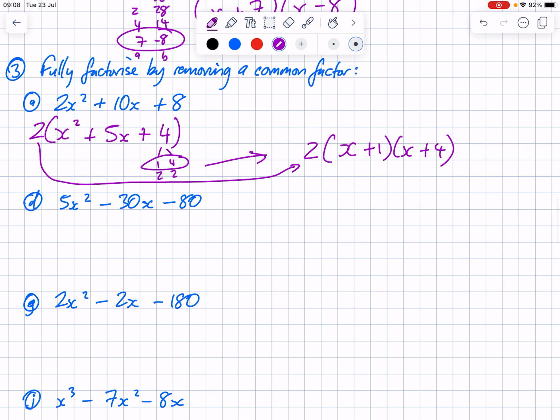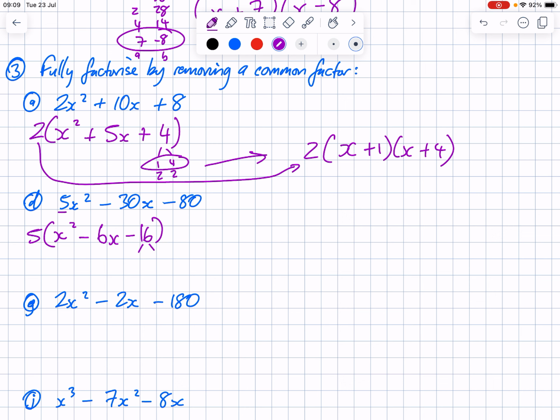Next one, fully factorized by removing a common factor. 5 is common across all of them, so put the 5 on the outside. What do I times 5 by to get 5x squared? I times it by x squared. What do I times 5 by to get negative 30x, negative 6x? What do I times 5 by to get negative 80? 80 divided by 5 is 16, so negative 16.